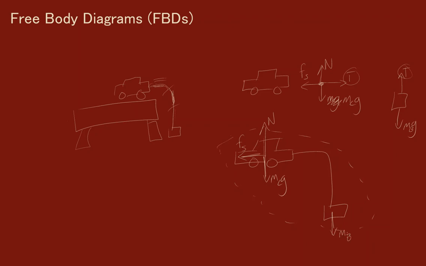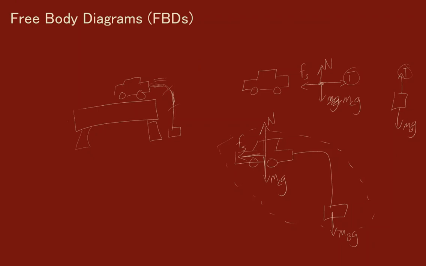We would lose out on the tension here because it's internal. These two would just cancel out. The tension pulling the car back and the tension pulling the block up would not be needed. They're internal, they're going to cancel out. So that's another way we can do free body diagrams.